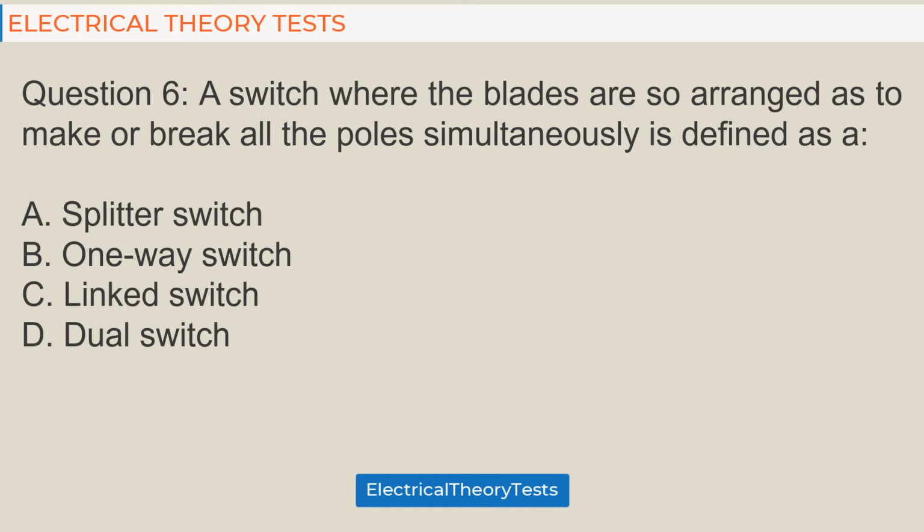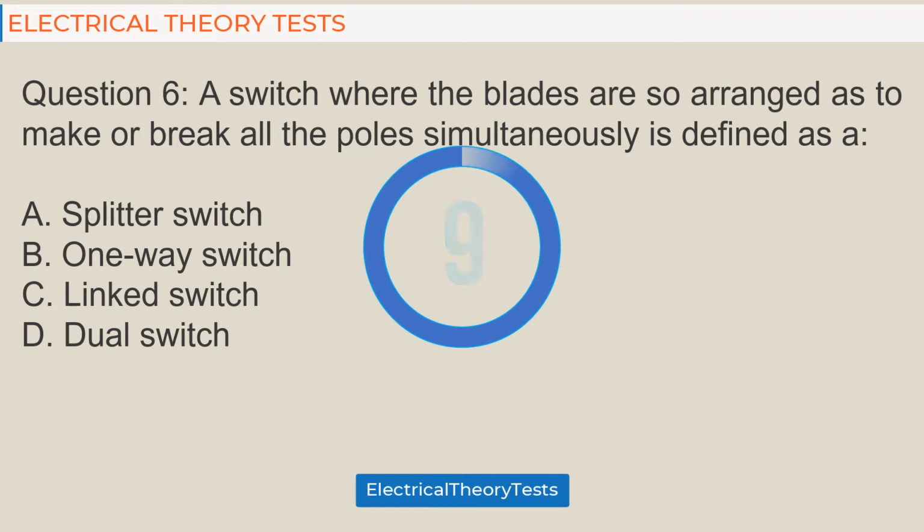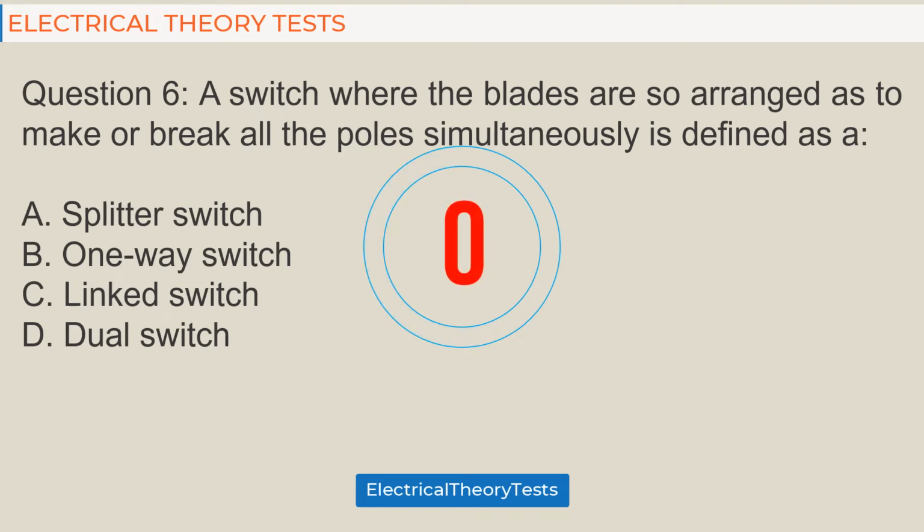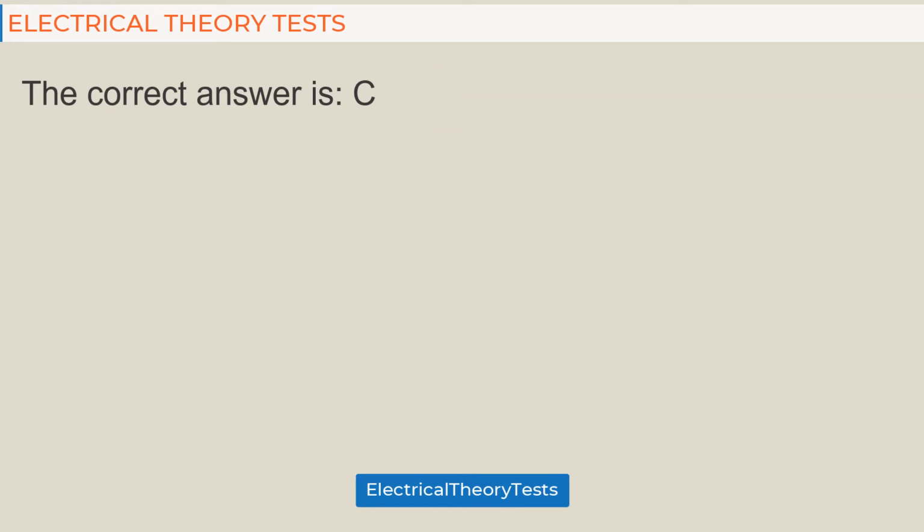Question 6. A switch where the blades are so arranged as to make or break all the poles simultaneously is defined as A. Splitter switch. B. One-way switch. C. Linked switch. D. Dual switch. The correct answer is C.